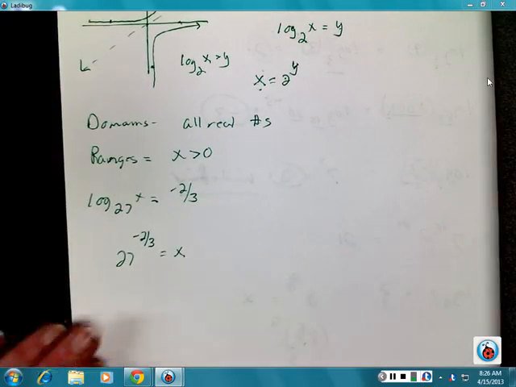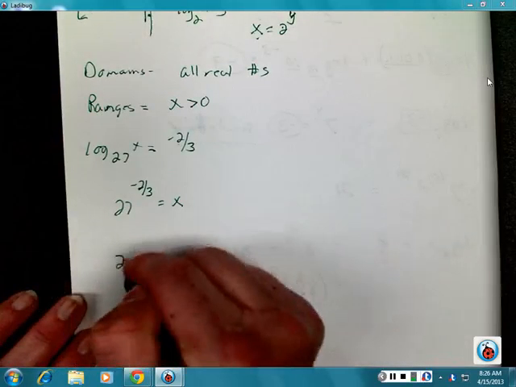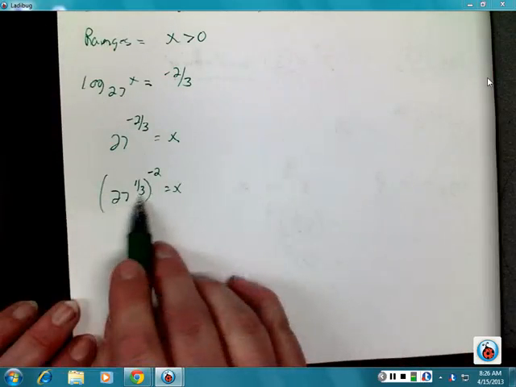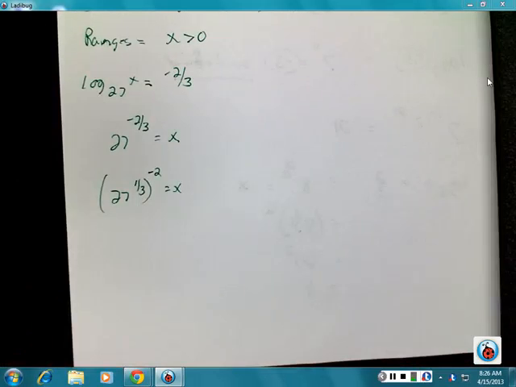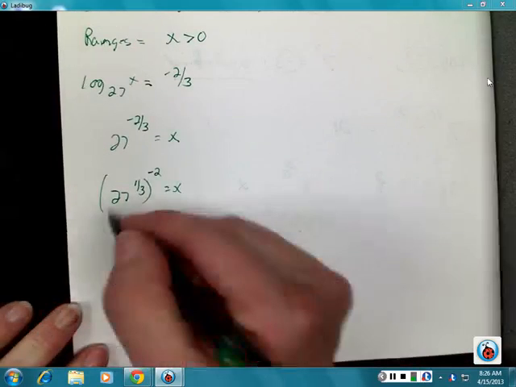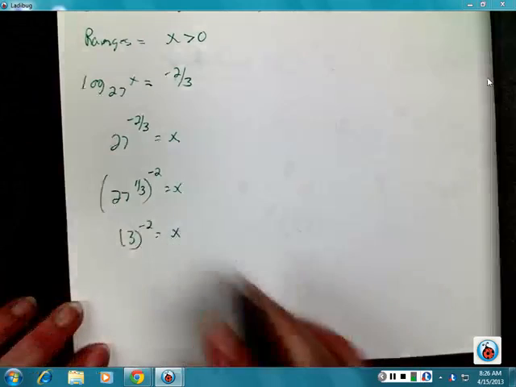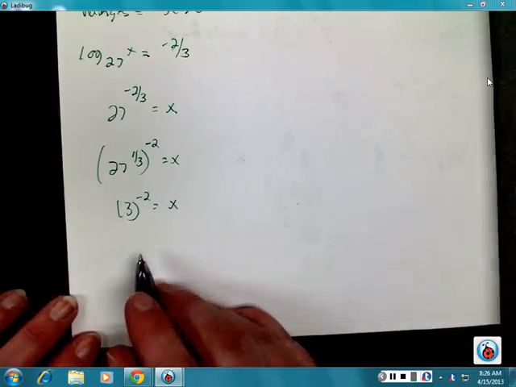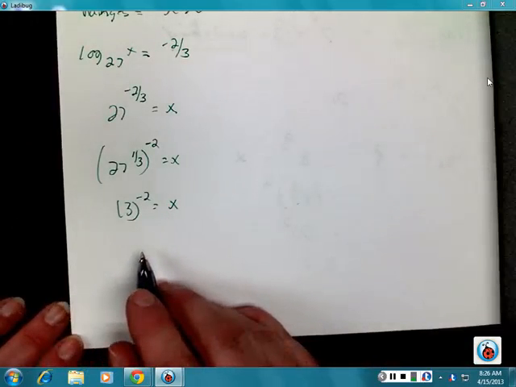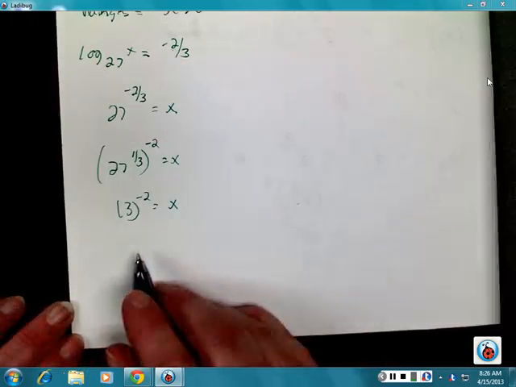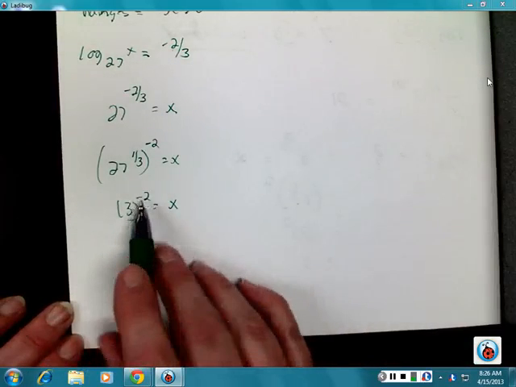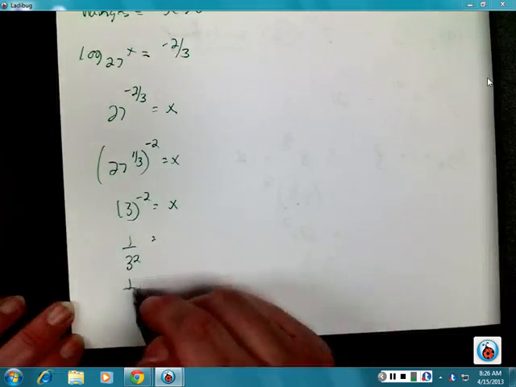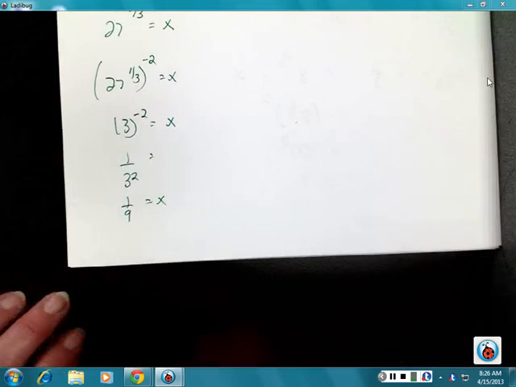If I worked it out by hand, it would be 27 to the 1/3 power raised to the negative second is equal to x. 27 to the 1/3, or the cube root of 27. You guys remember that one? 3. And 3 to the negative second power is what? The negative 2 means it's got to go to the bottom. So I end up with 3 squared becoming positive. So really my answer is 1/9.